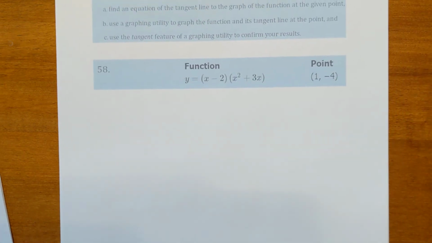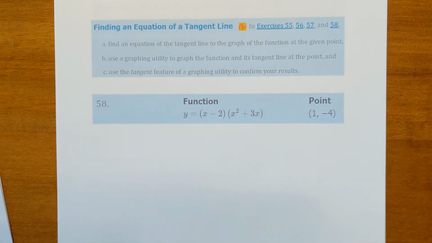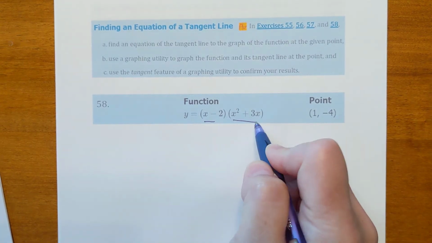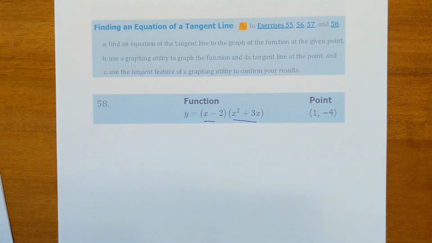On the next page, now we're going to officially find it for a tangent line. Find an equation of the tangent line to the graph at the given point. Use the graphing utility to graph the function and the tangent line at that point, and use the tangent feature on a graphing utility to confirm your results. Again, here on 58, this isn't something that we've learned how to do, a product times a product. These are two chunks or products multiplied together, so we're going to need to FOIL it out to start with.